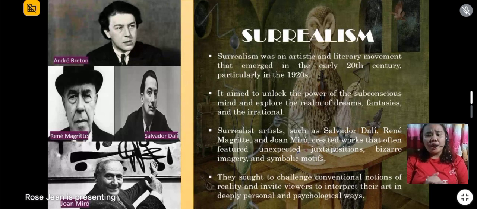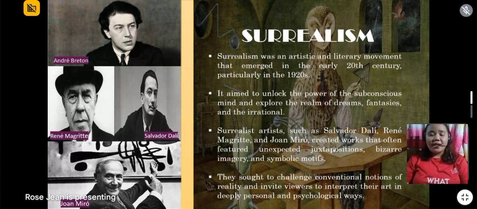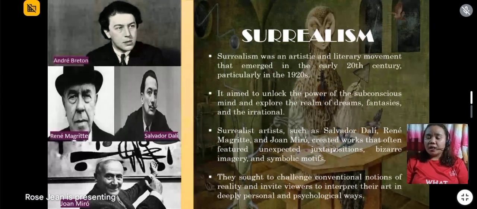artists such as Salvador Dalí, René Magritte, and Joan Miró created works that often featured unexpected juxtapositions, bizarre imagery, and symbolic motifs. It sought to unleash the power of the subconscious mind by tapping into dreams, fantasies, and the irrational.